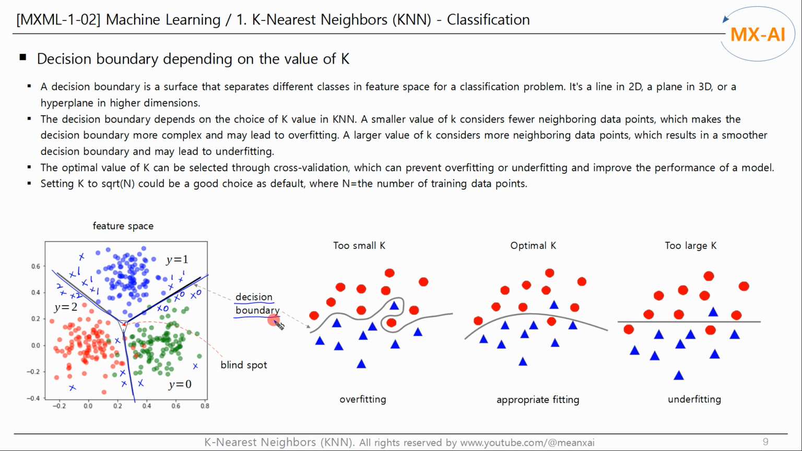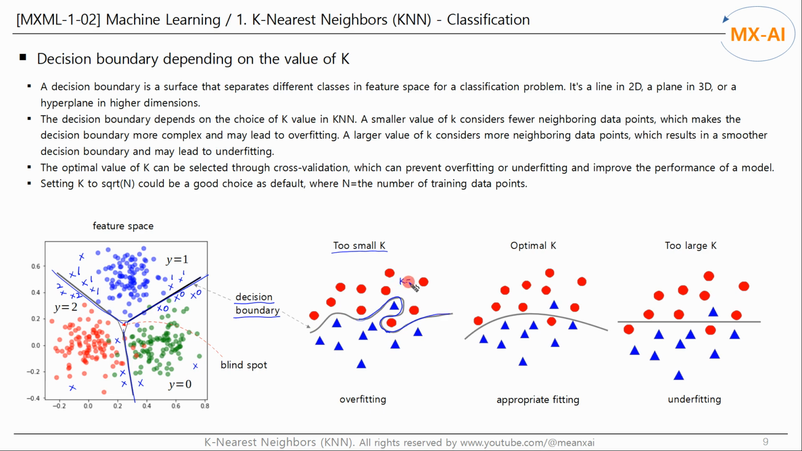The decision boundary depends on the choice of K value in KNN. A smaller value of K considers fewer neighboring data points, which makes the decision boundary more complex and may lead to overfitting. This boundary perfectly separates the red and blue data points. The misclassification rate is 0.